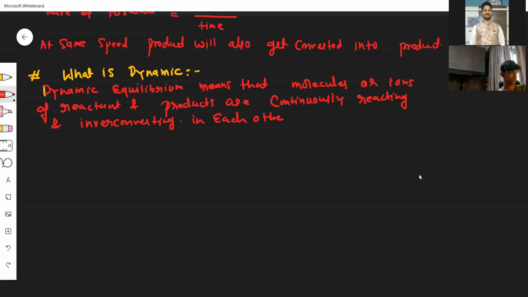If I give you an example like this way, CH3COOH gives you CH3COO minus plus H plus. Is it ionic equilibrium or chemical equilibrium? That will be ionic because there are ions in it. Fantastic. This is ionic equilibrium, and your chemical equilibrium is this one.